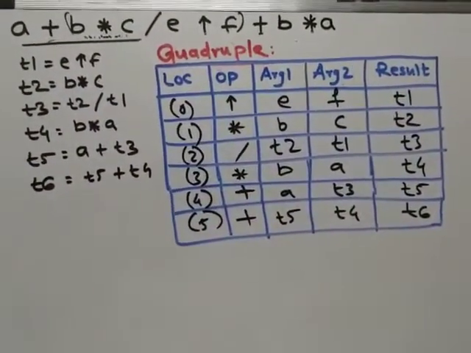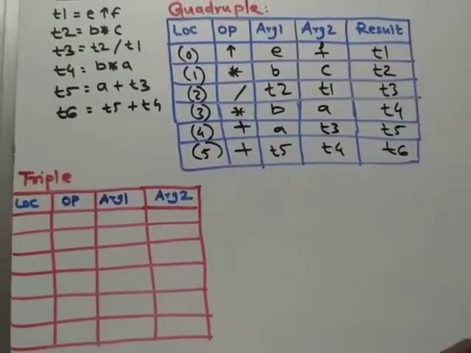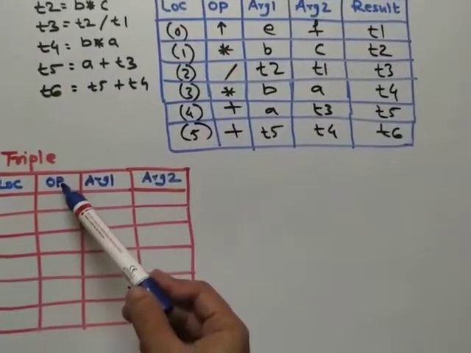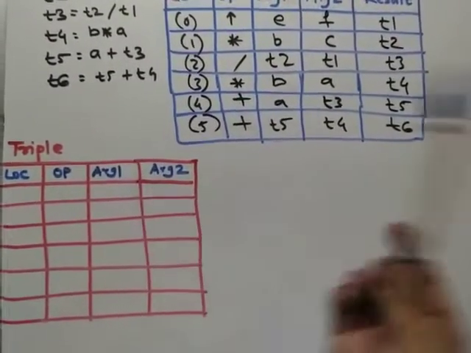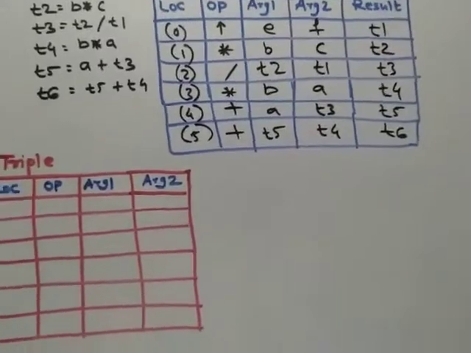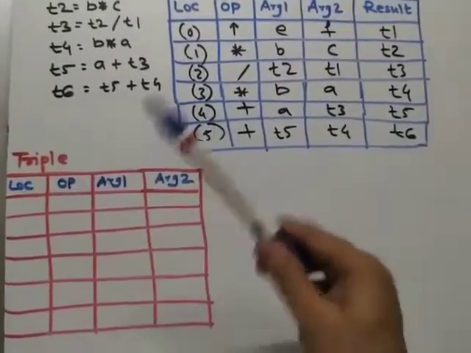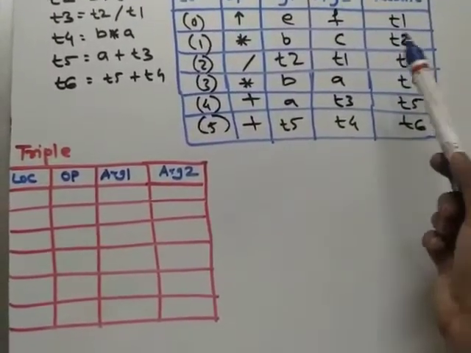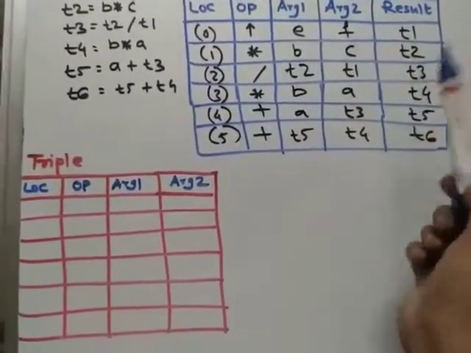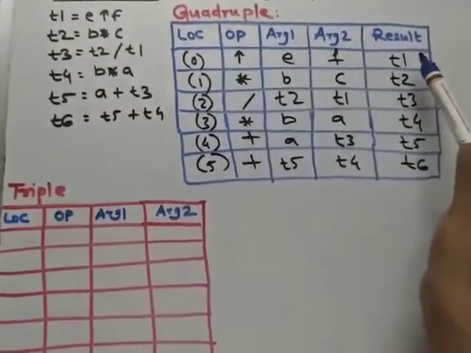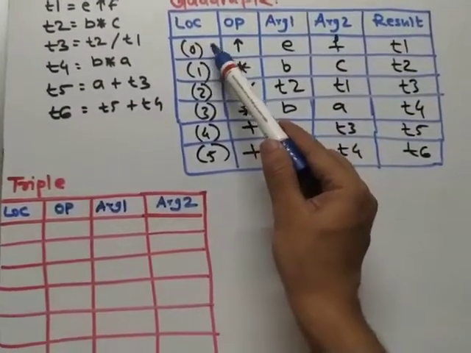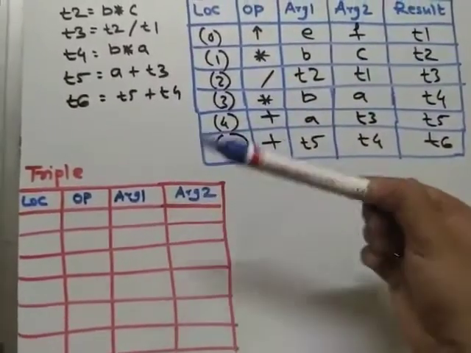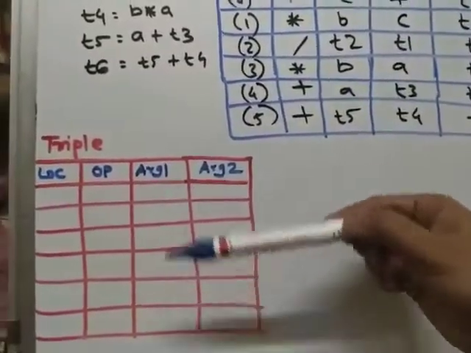Now let us see about the triple. In case of triple, we have majorly 3 columns present. First one is operator, second one is argument 1, and third one is argument 2. So here the result column from the quadruple is omitted, it is not used. Instead of result, what is used? It is nothing but the location at which the previous result is stored. You can observe the t1 result is stored at location 0. So in the triple, that location is used as an argument for the subsequent instruction.